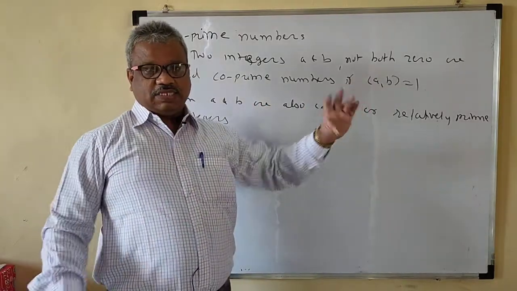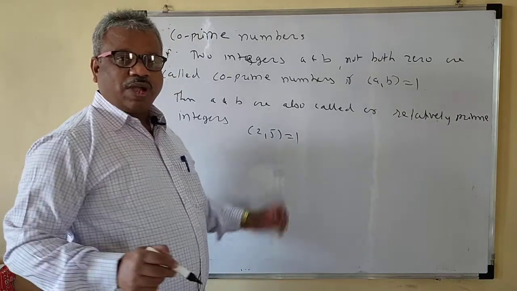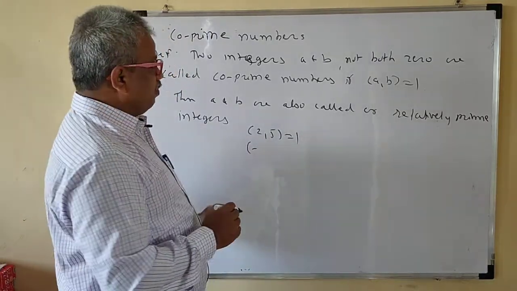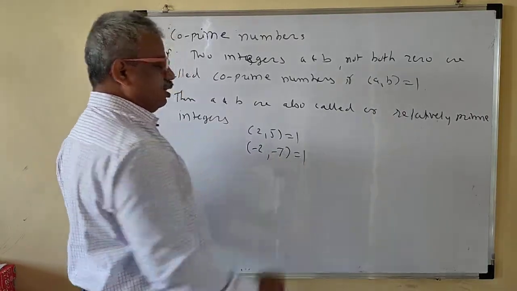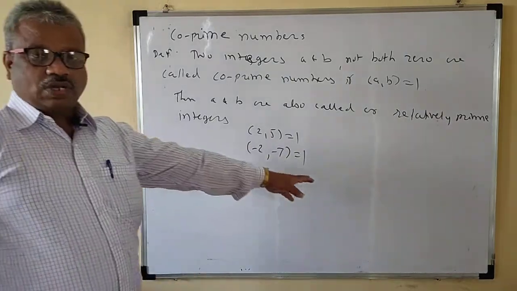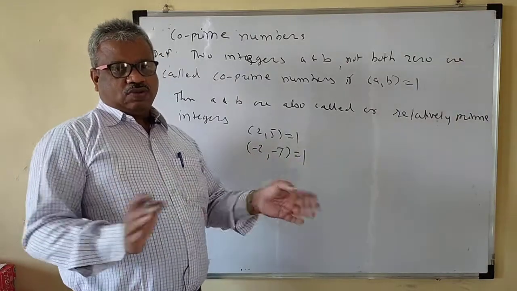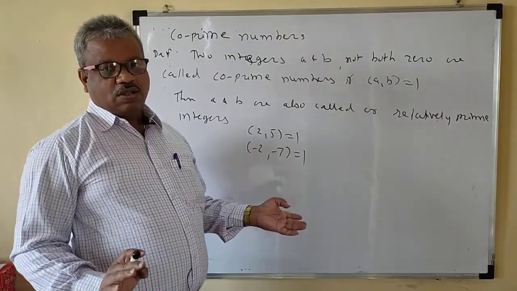So if their GCD is 1, for example 2 and 5, that means 2 and 5 are relatively prime or co-prime. So -2 and -7 also; this is also GCD 1. GCD is always positive. So don't write this as -1. I hope that you understand. So if their GCD is 1, then the numbers are relatively prime or co-prime.